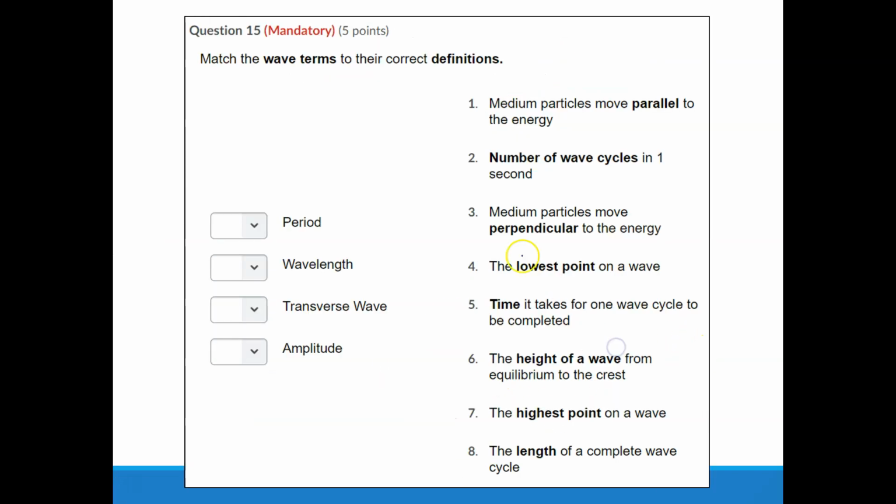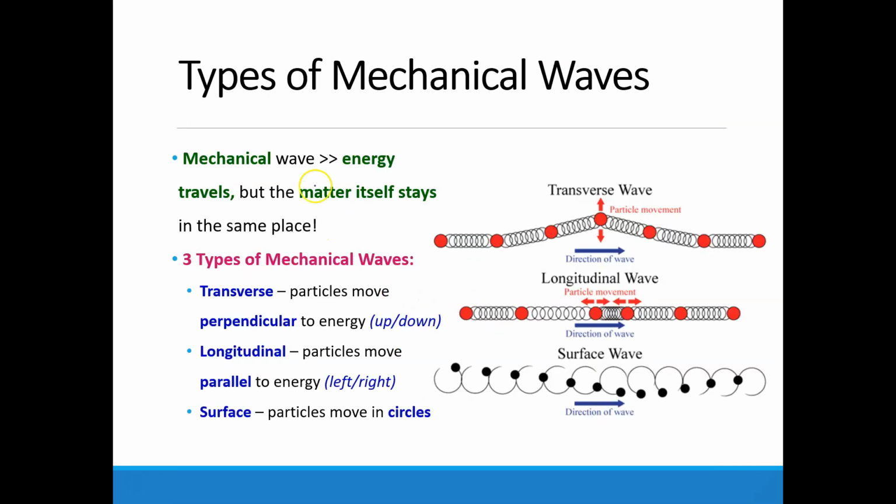Okay. All right. Our next question is talking about waves, the terms of waves and their definitions. Okay, so remember, a mechanical wave is any wave that requires matter in order to travel. So this is things like sound waves, for example. They require air in order to travel. But remember, the matter itself stays in place. It just wiggles back and forth in different ways.